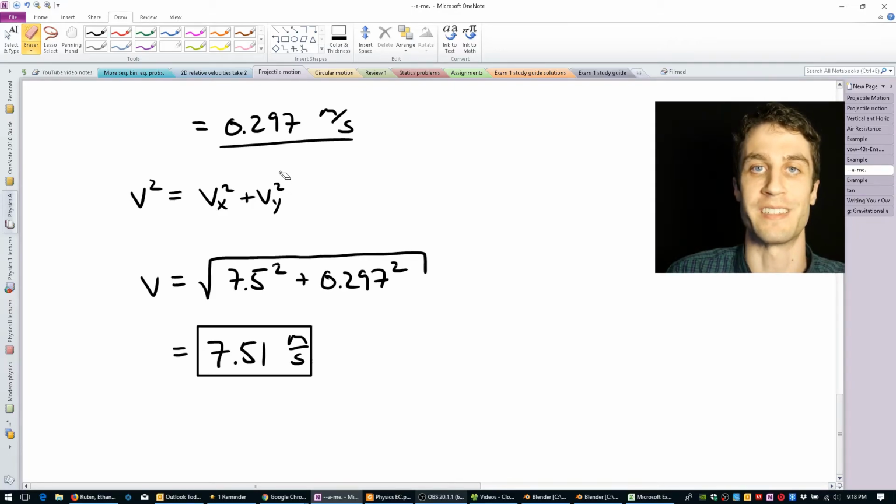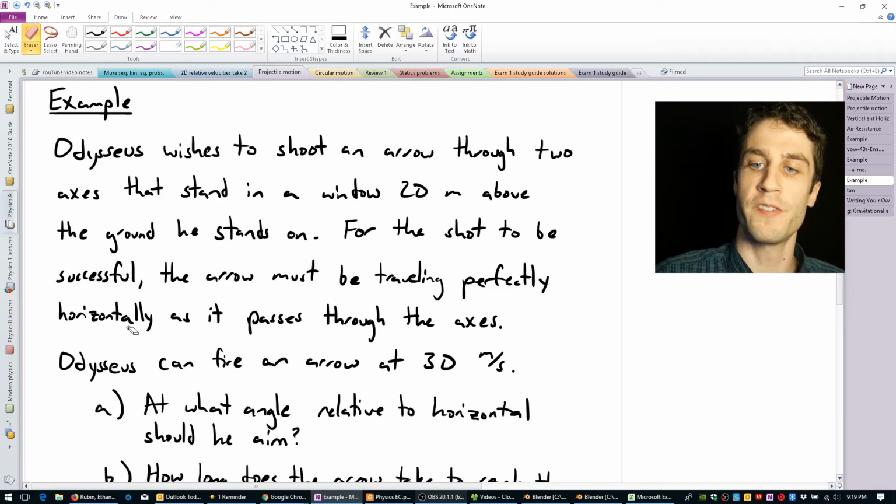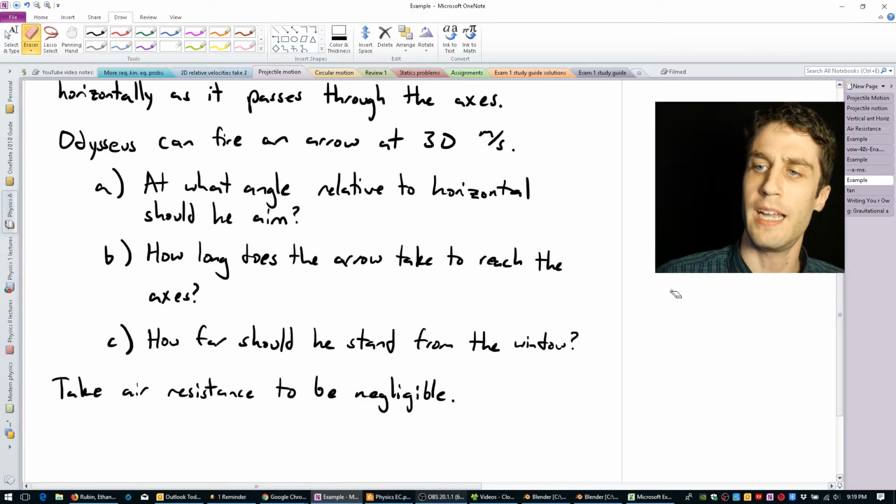And I've got one more for you guys. Third example. Odysseus wishes to shoot an arrow through two axes that stand in a window 20 meters above the ground he stands on. For the shot to be successful, the arrow must be traveling perfectly horizontally as it passes through the axes. Odysseus can fire an arrow at 30 meters per second. At what angle relative to horizontal should he aim? Part B, how long does the arrow take to reach the axes? And part C, how far should he stand from the window? We'll take air resistance to be negligible. Always look for that phrase. Air resistance is negligible.